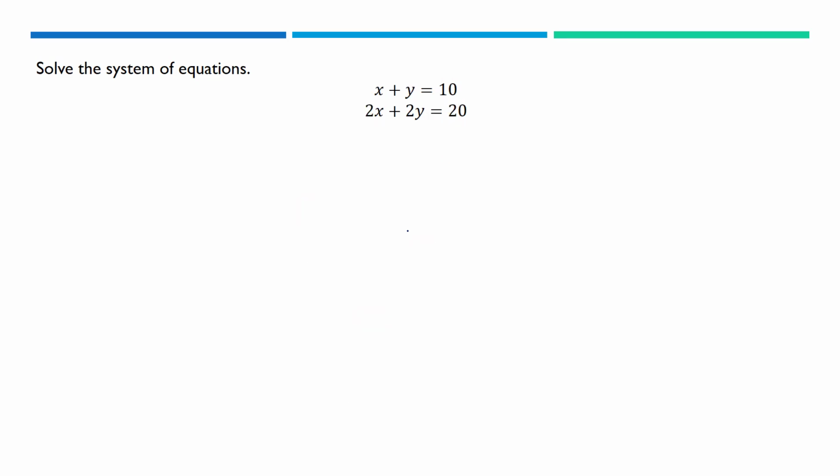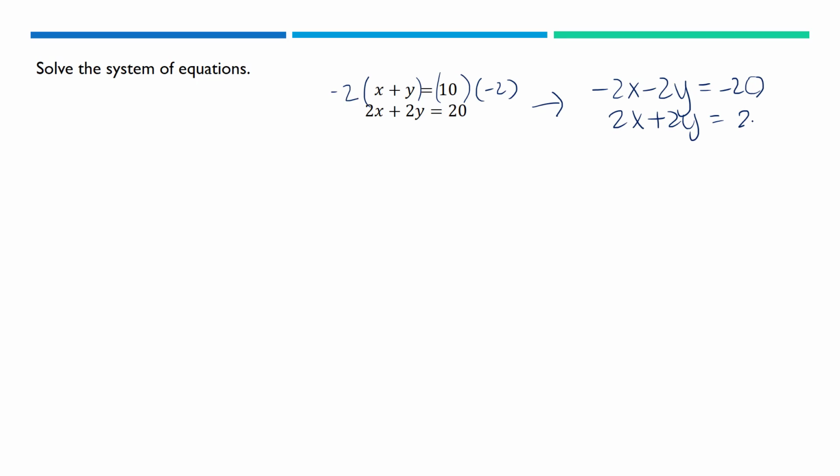Let's check out this system. Looks a little simpler again. I'm thinking if I want to eliminate, say, the x's, I could just multiply this top equation by a negative 2. That would give me negative 2x minus 2y is negative 20, and 2x plus 2y is positive 20. And you can probably see what's going to happen here. The x's and the y's are eliminated. We end up with 0 equals 0.